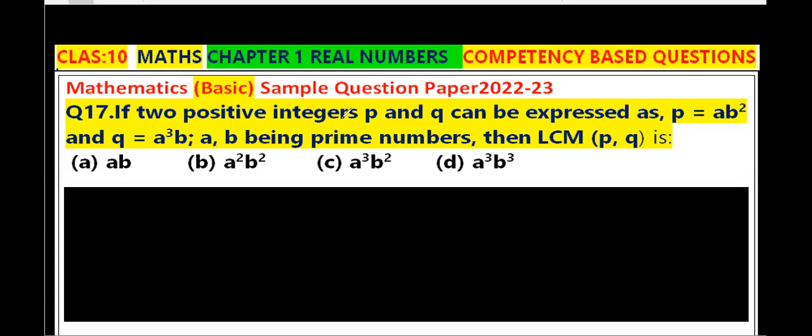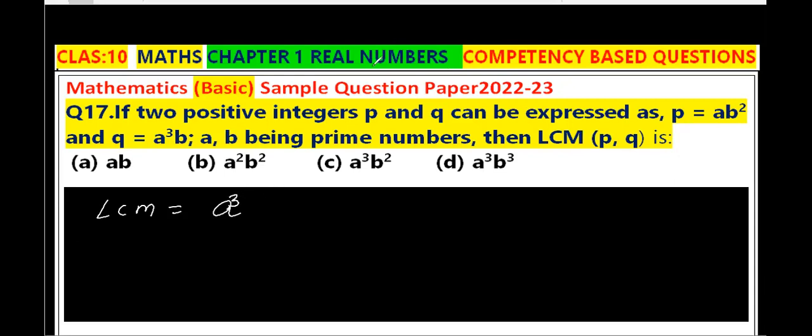If two positive integers p and q can be expressed as p is a b square and q is a cube b, means a raised to the power 3 and b. What is their LCM? स्टूडेंट, LCM के लिए हमें बेस का ग्रेटेस्ट पावर चाहिए. देखिए a is base here, so you will see here a power 1 and here a power 3. Greatest power है 3, so we can write a power 3.